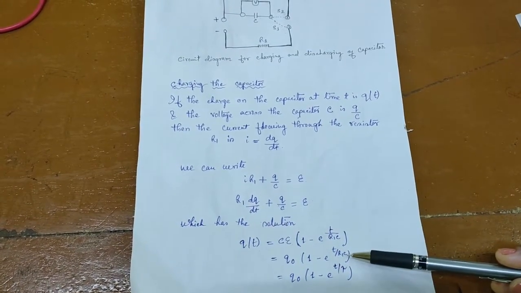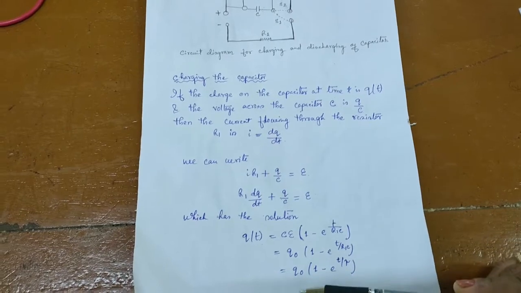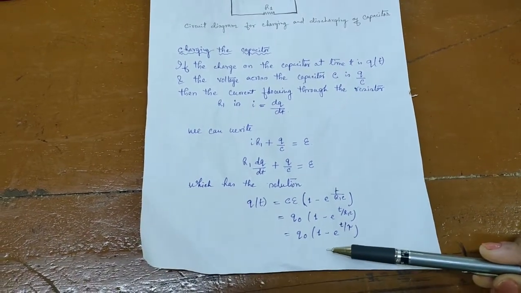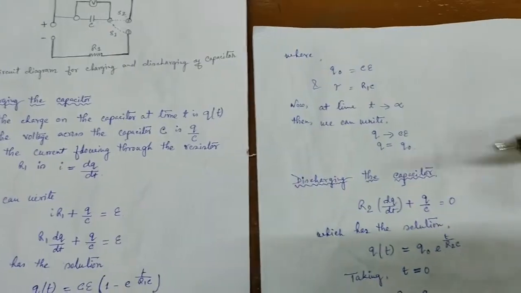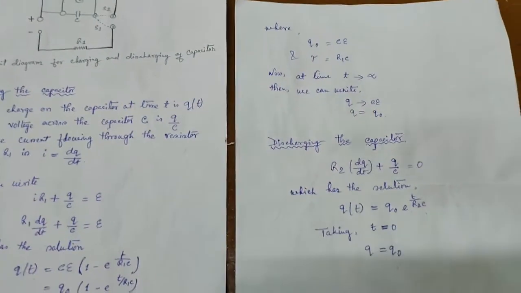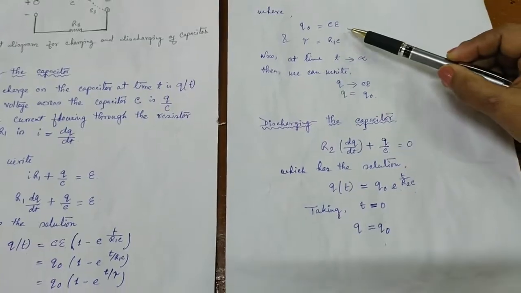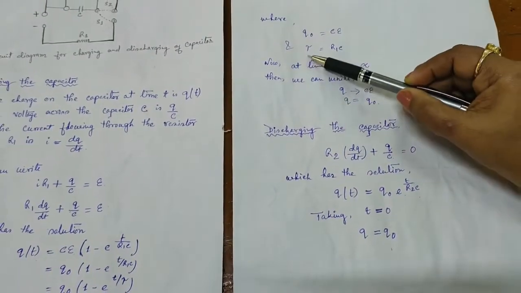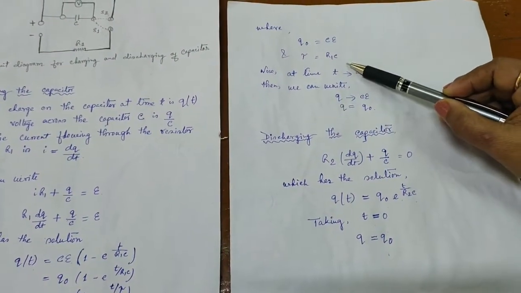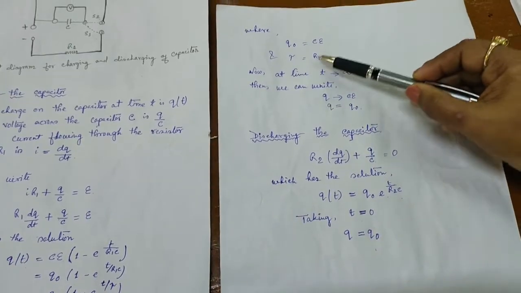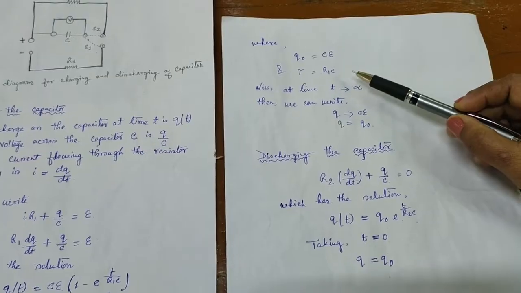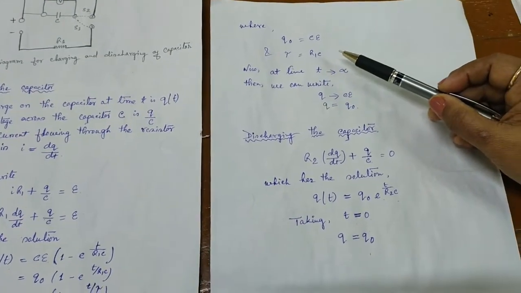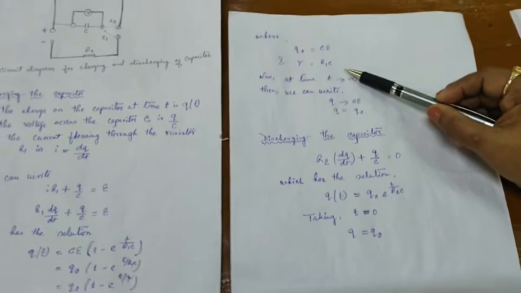So R1 into C is tau, so we can write q equals q naught into (1 minus e to the power minus t divided by tau), where q naught equals CE, the maximum charge, and tau equals R1 into C. This quantity tau equals R1 into C is the charging time constant, which characterizes the rate at which charge is deposited on the capacitor.